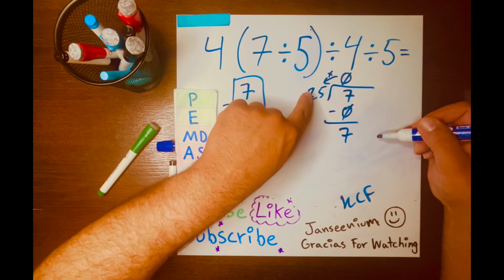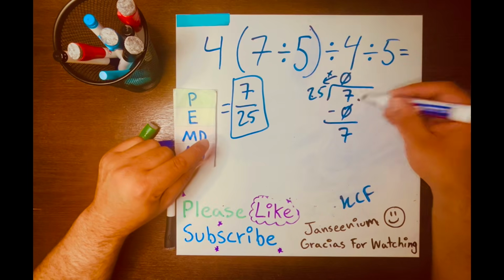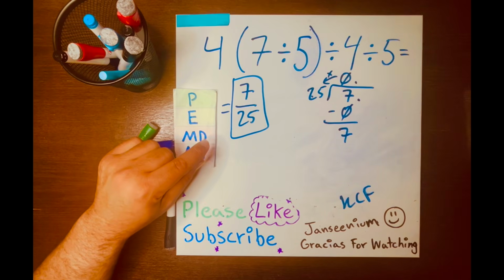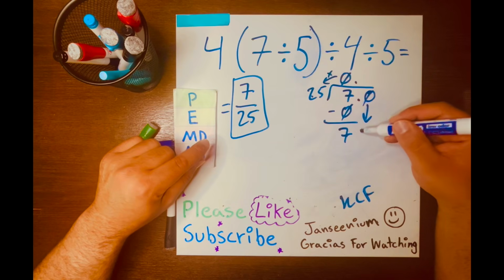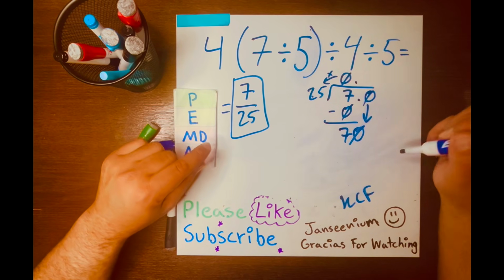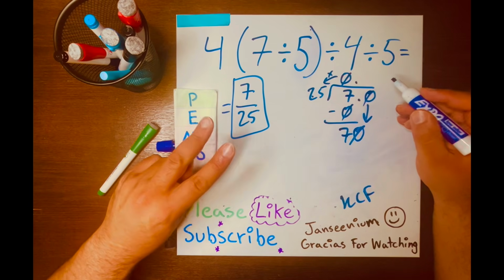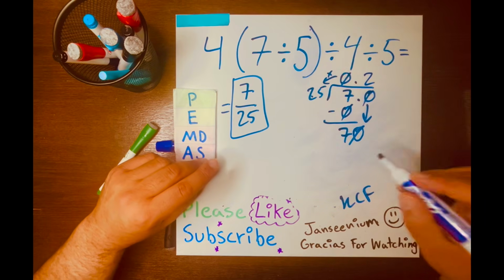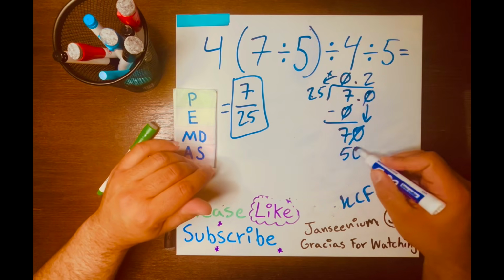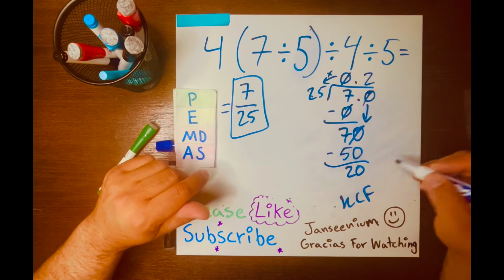You still can't fit 25 into 7, so the 7 becomes 70 by adding a decimal after the 7 and after the 0. Write a 0 after the decimal, bring it down, give it to the 7. Now the 7 becomes 70. Now, how many times can 25 fit into 70? Twice, right? And 2 times 25 is 50. And we subtract 70 minus 50, which is 20.